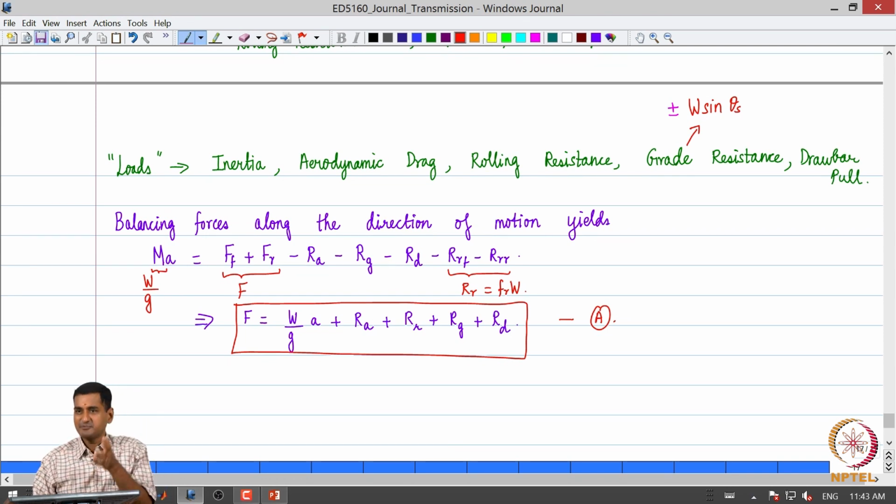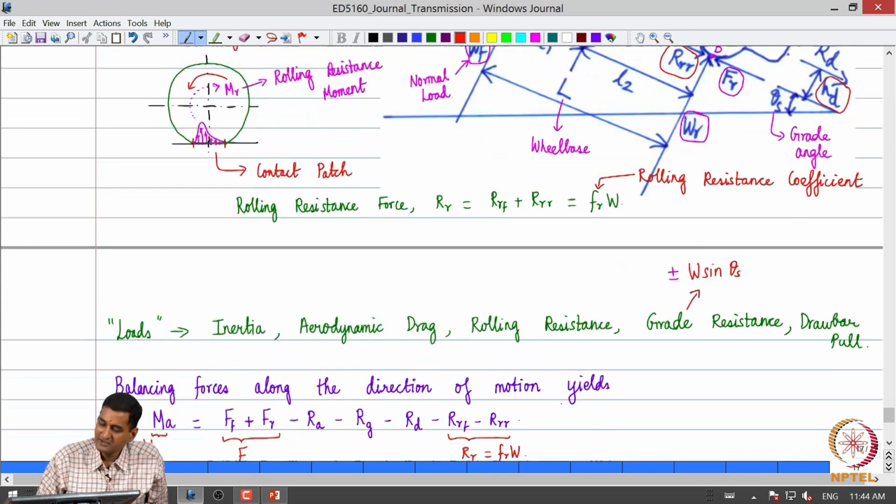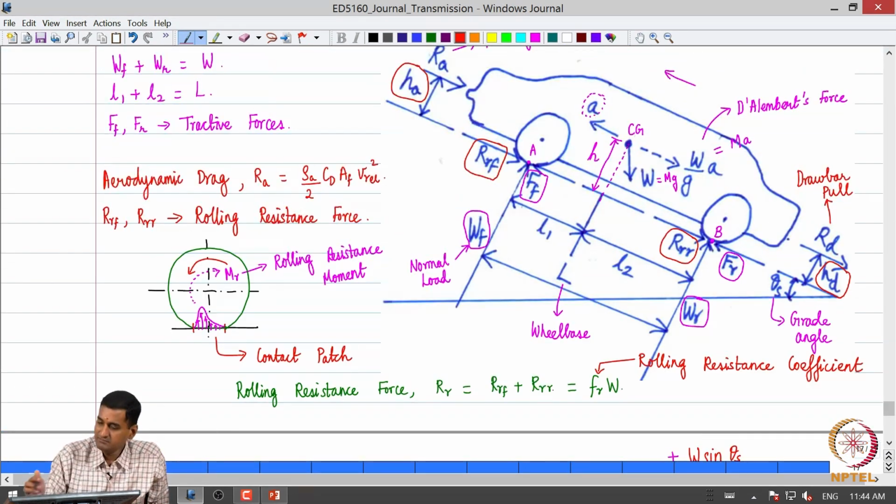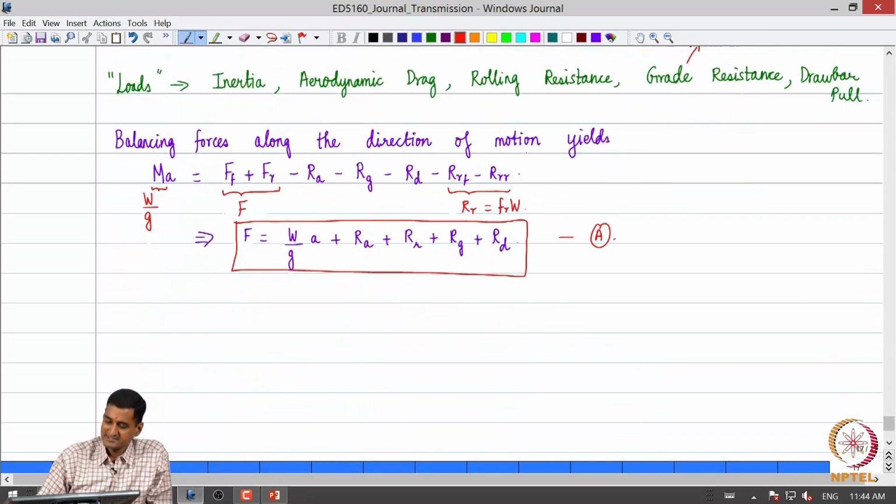So, it is pretty intuitive, right. The net traction force that is provided by the powertrain should overcome inertia. These are the 5 loads, right: inertia, aerodynamic drag, rolling resistance, grade resistance and drawbar pull, whatever we just wrote down, correct. So, that is what we need the powertrain to overcome. Now, what do we do? We will take moments about point A. Let us do that exercise.